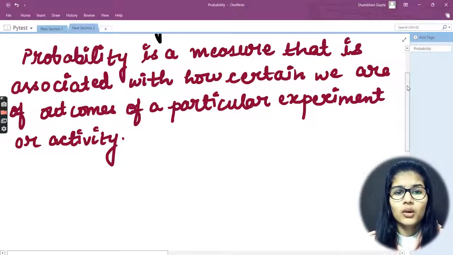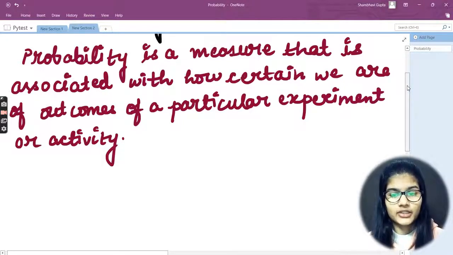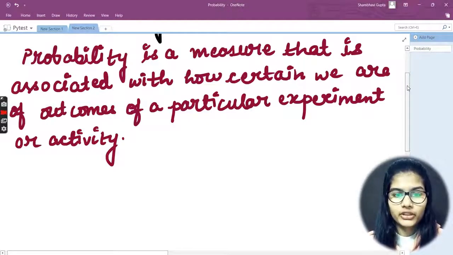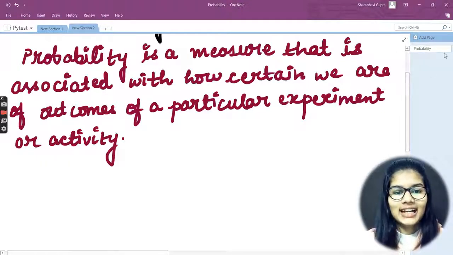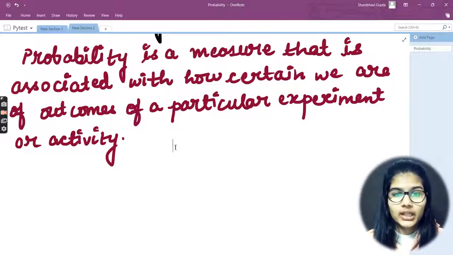Now, this is what probability means, right? Further, the formula and all those things we will be seeing later. I won't leave out anything which is not covered in the videos. But yes, we have a format, and I'll be moving through that format only for following all of these things. Great. So I hope you are clear with probability: it's a measure that is associated with how certain we are of outcomes of a particular experiment or an activity.